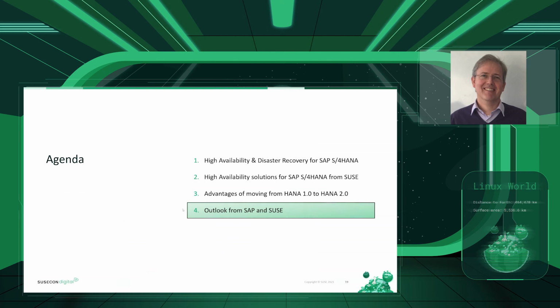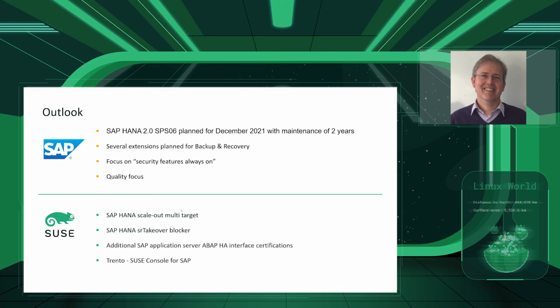Okay, with that, we come to the next piece. We also have documentation available, as you can find later in the handouts. Let's have a look at the future outlook from SAP and SUSE. On the next slide, you see that we have SPS 6 ahead of us. You saw it already on the slide before. It is planned for December this year, again with a maintenance of 2 years, in contrast to SPS 5 having a maintenance of 5 years.